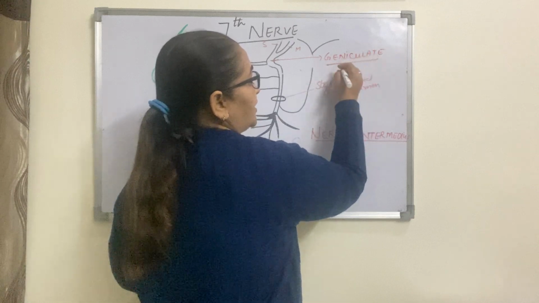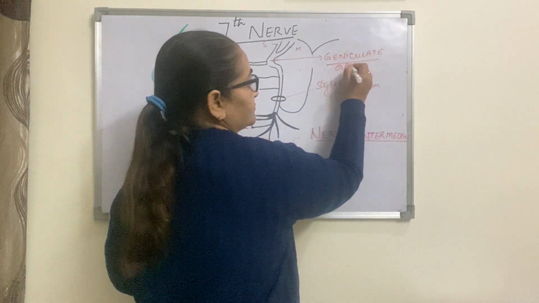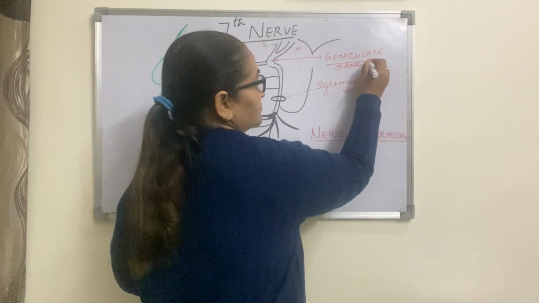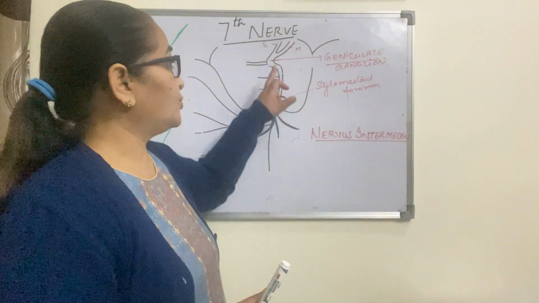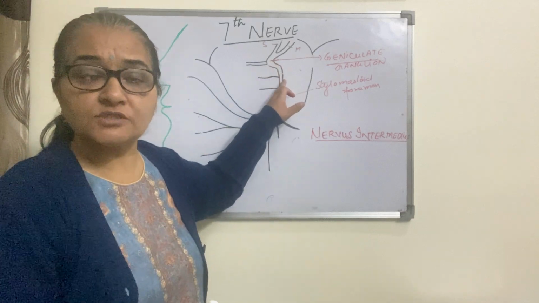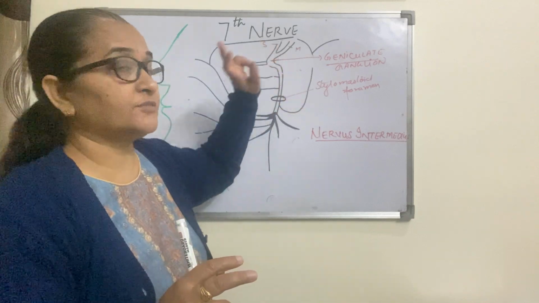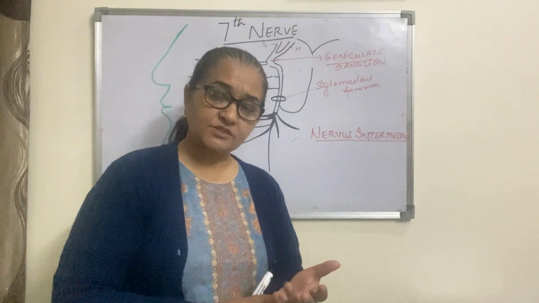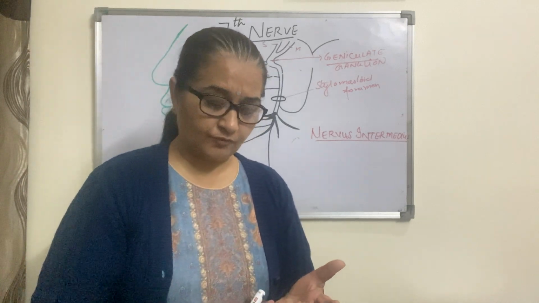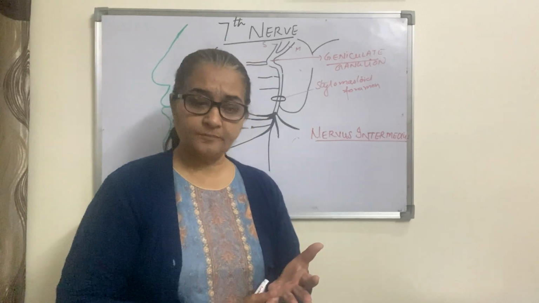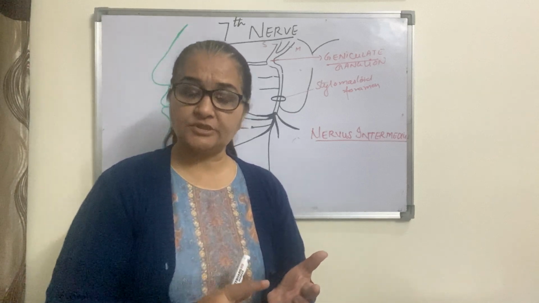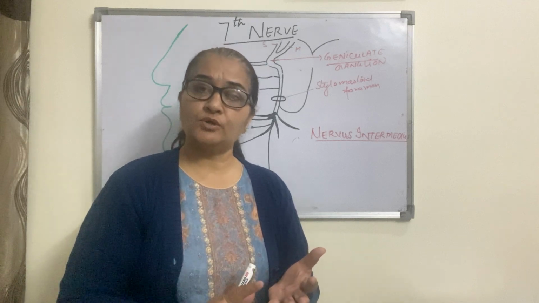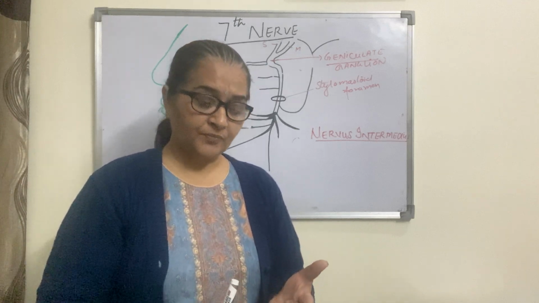Now this geniculate ganglion basically has unipolar neurons. The central processes of the geniculate ganglion form the sensory root. This sensory root carries fibers from the anterior two-third portion of the tongue. It also gives parasympathetic supply to the submandibular, sublingual and lacrimal glands.